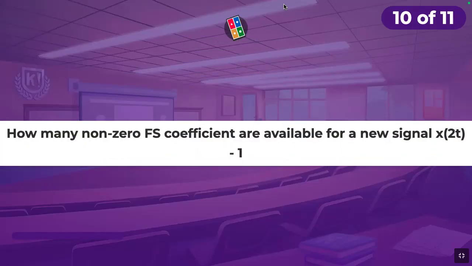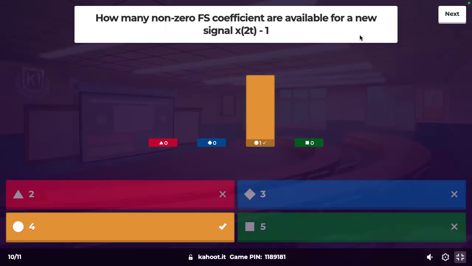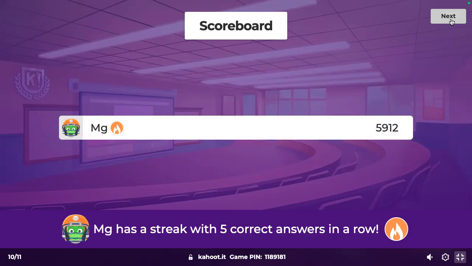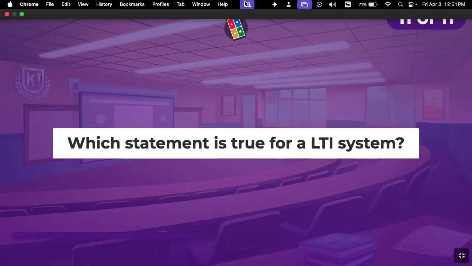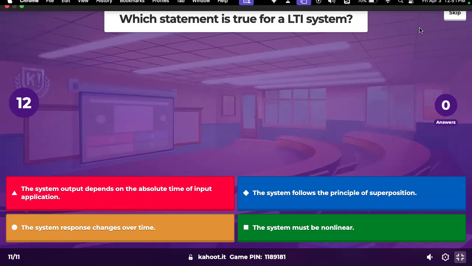Okay, I think yeah. How many are available for the new signal x(2t-1)? Yeah, minus 1, which means there is a shift, and yeah, scale. Yeah, because yeah, you're right. Okay. Oh yeah, this one is skip. I tried to delete it, but I think I just forgot to save it. Yeah, you just skip it.